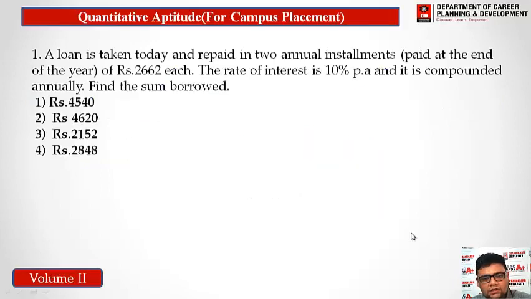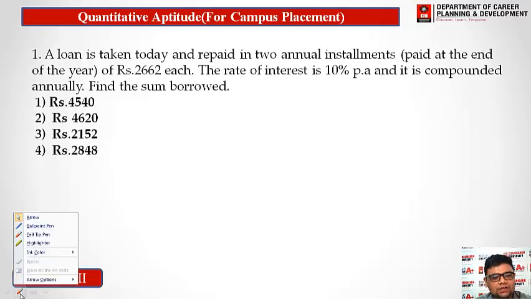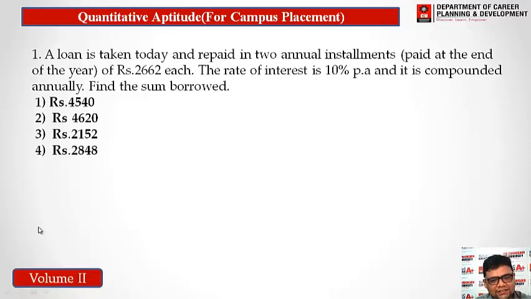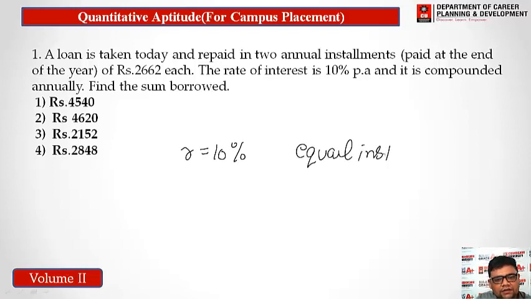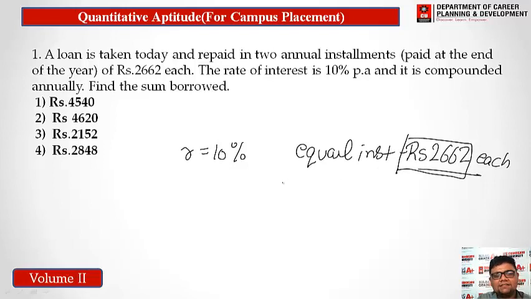So, the first question is, a loan is taken today and repaid in two annual installments of rupees 2662 each, and the rate of interest is given to us, that is 10%. Rate is given to you as 10% and equal installments are there, equal installments of rupees 2662 each. So now here we can get a hint from rupees 2662.